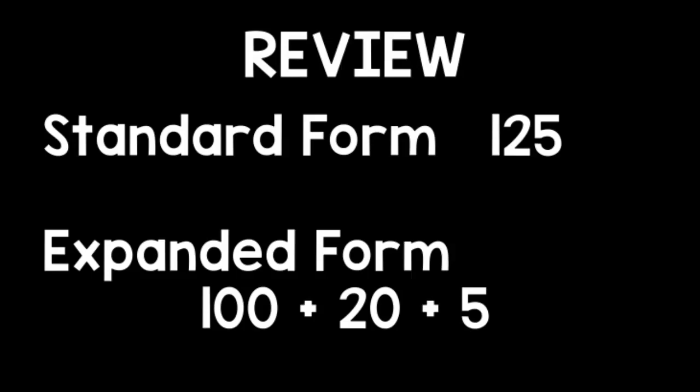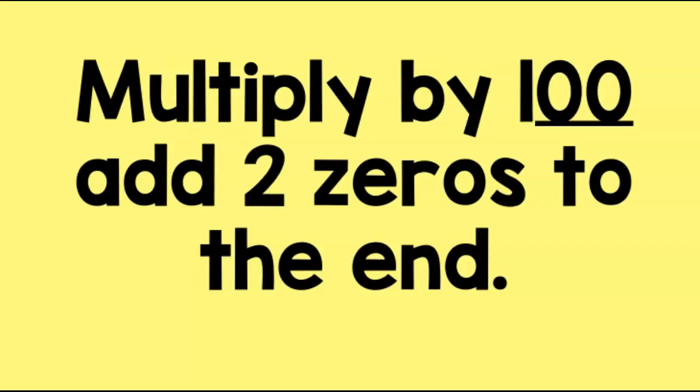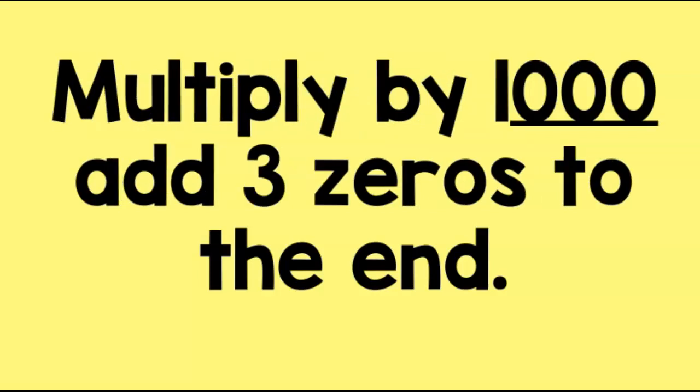A quick review. Standard form is when the number is written out, 125 in number form. Expanded form is broken apart into place values, 100 plus 20 plus 5. We also want to remember, multiply by 10, add a 0 to the end. For 100, multiply by 100, add 2 zeros to the end. And finally, 1,000. Multiply by 1,000, add 3 zeros to the end.